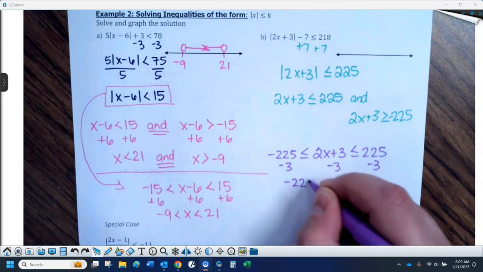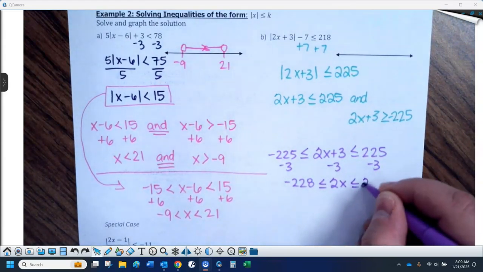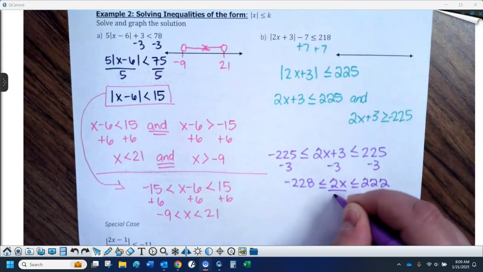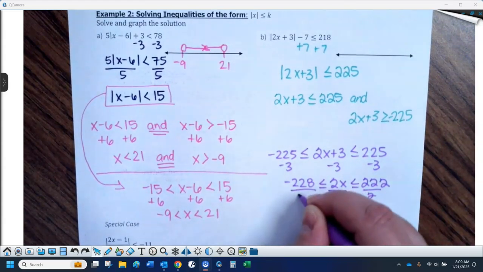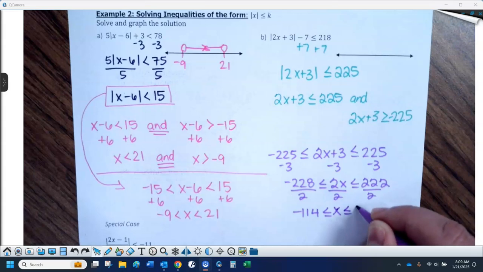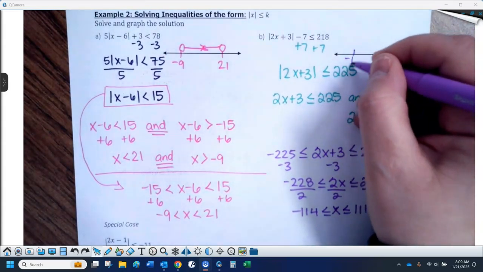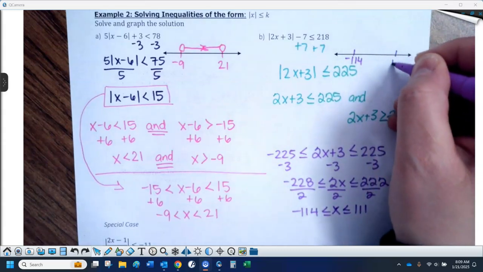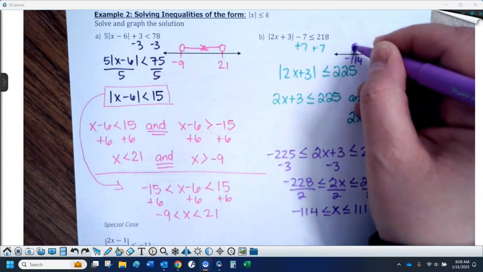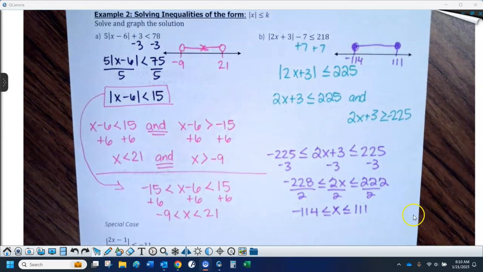So this would be negative 228 less than or equal to 2x less than or equal to 222, and divide by 2. This is negative 114 less than or equal to x less than or equal to positive 111. So that just means, and you don't have to draw these to scale or anything, I'm just looking for those two numbers. x could be any number between negative 114 and 111.